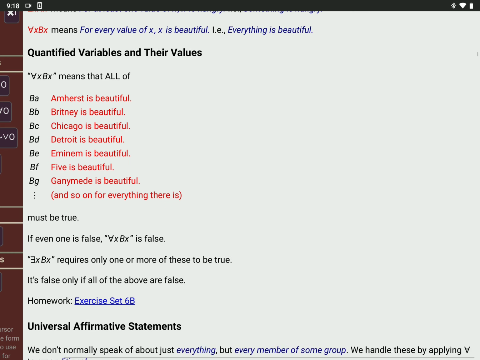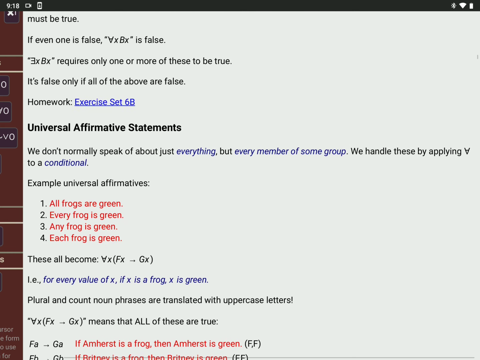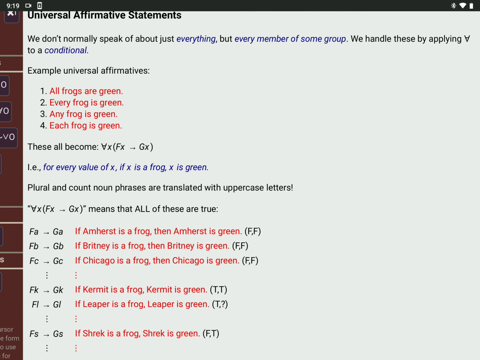Okay. Now, normally we don't talk about absolutely everything. We talk about every member of some group, right? So we're going to understand these by using the quantifier applied to a statement form that has a conditional in it. There's an arrow. So I say all frogs are green, every frog is green, any frog is green, each frog is green. Those all basically mean the same thing.